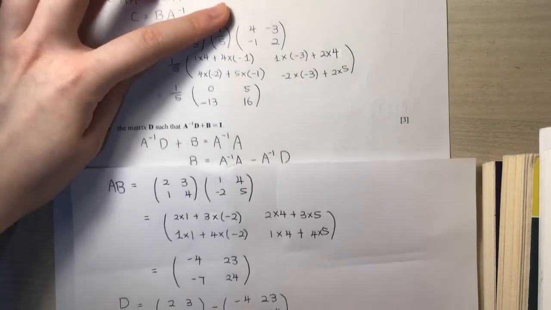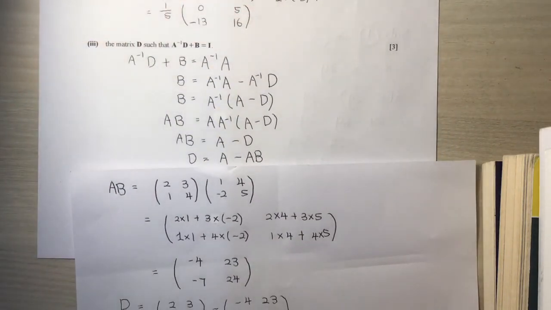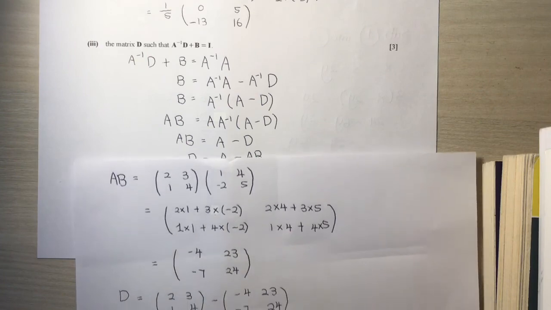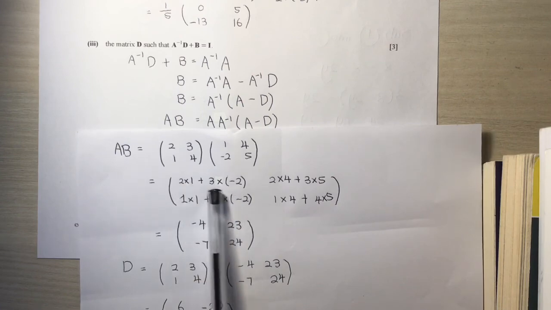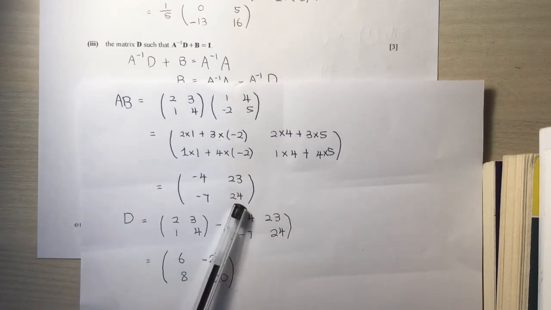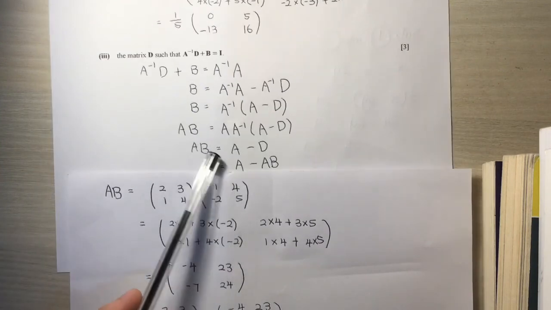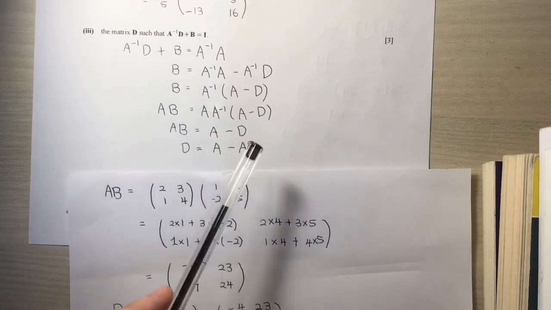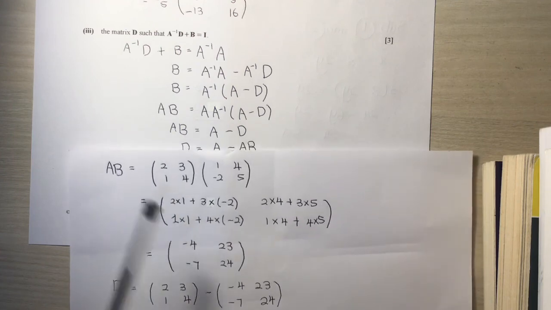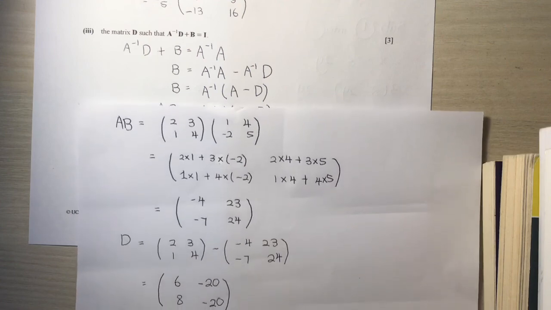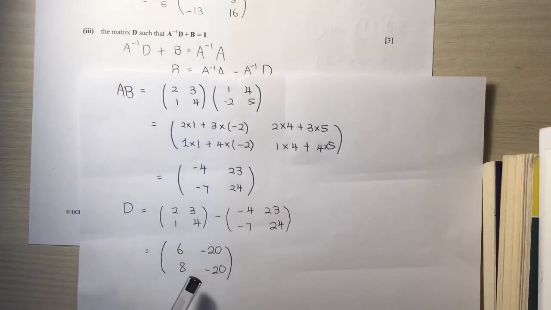and to continue with the calculation, you just carry on with your matrix multiplication. Press your calculator to check your answer after you have written down, and then you will get your AB. This is your AB. Then you use back the formula over here that you find. In order to find D, you have to use A and the product of AB. So you use A minus the product of AB. Then you get your D at last.